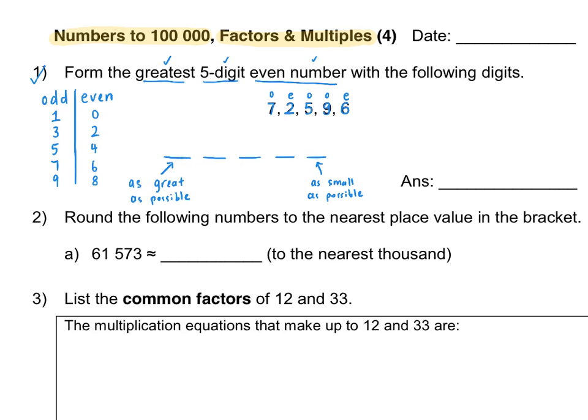Okay, so now we go back to the question. They want an even number. So if you want an even number, which place value has to be an even number in order for this 5-digit number to be an even number? The ones place has to be an even number. So now we are ready to solve the question.